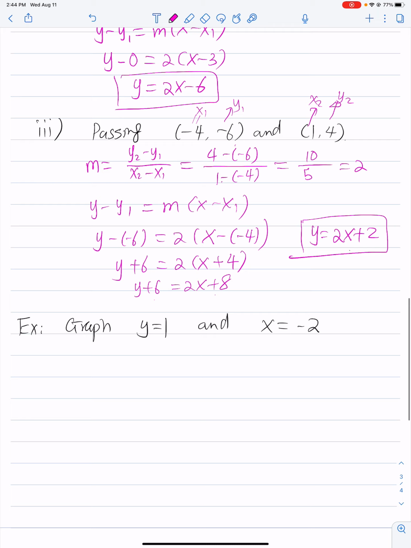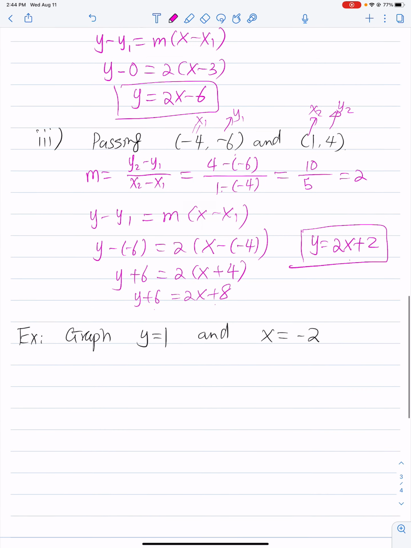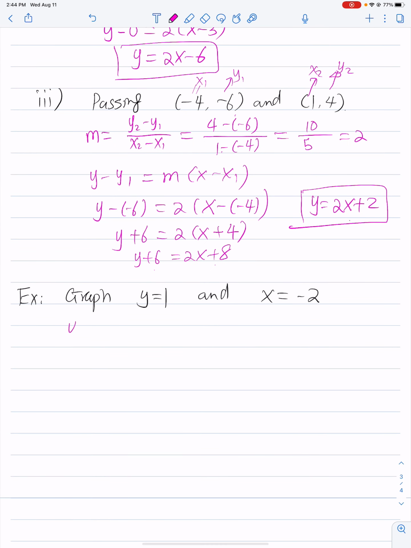Okay, so how could we graph y equal to 1 and x equal to negative 2? Y equal to 1, yeah? In order to graph a line, what do we need? We need 2 points, yeah? If y equals 1, what are the x coordinates? We know the y coordinate is always 1. What will be the x coordinate? No restrictions means what? Anything.